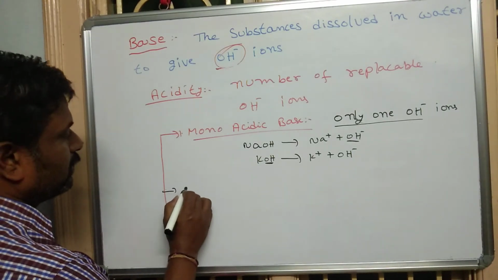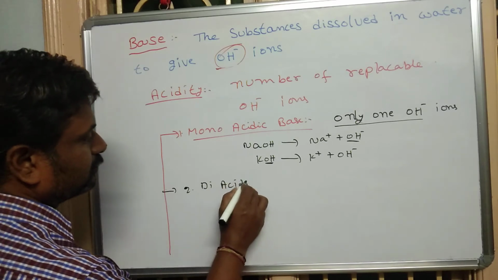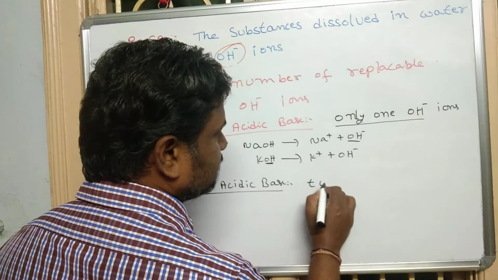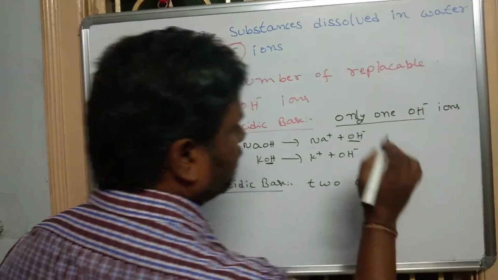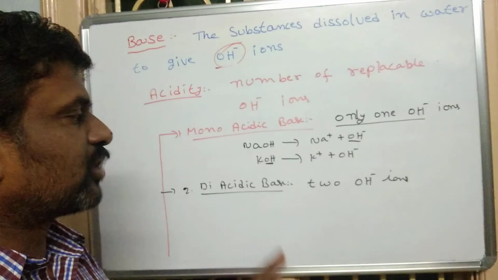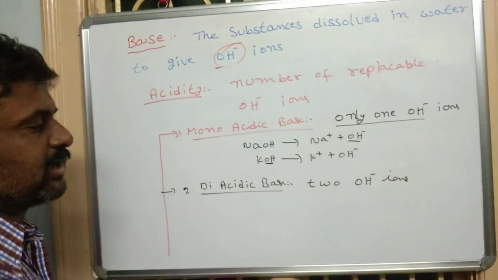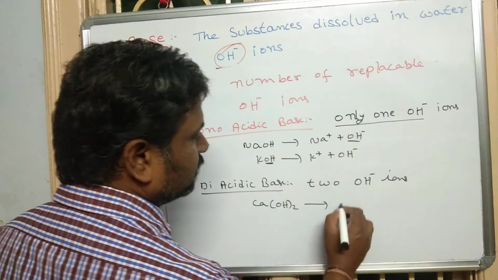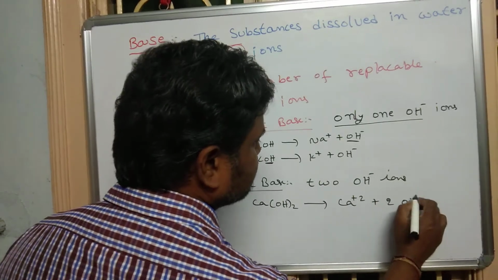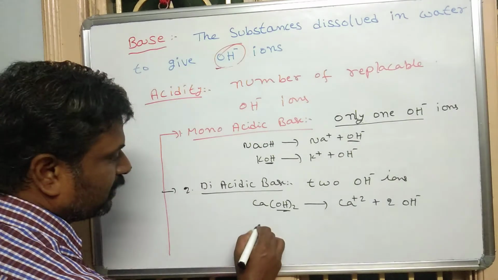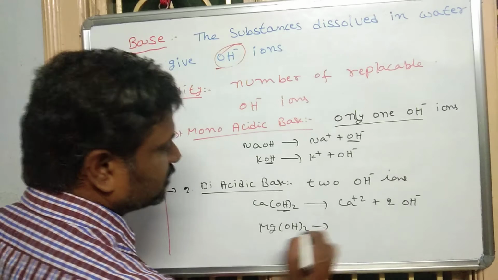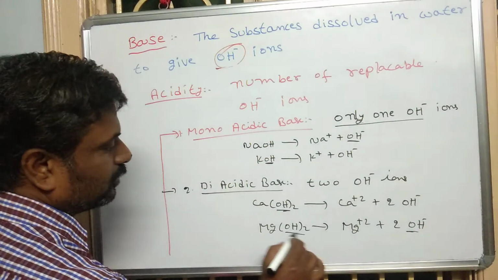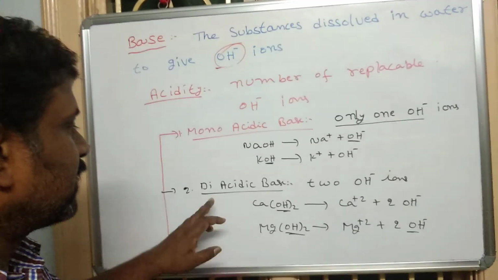Second one, diacidic base. These bases dissolve in water to release two OH minus ions on ionization. One molecule of base that releases two OH minus ions is called a diacidic base. Example: calcium hydroxide. On dissociation, it releases Ca 2 plus and 2 OH minus ions. Two hydroxyl groups are present. Another one, magnesium hydroxide, Mg(OH)2. On ionization, it gives Mg 2 plus and 2 OH minus ions. So those are called diacidic bases.